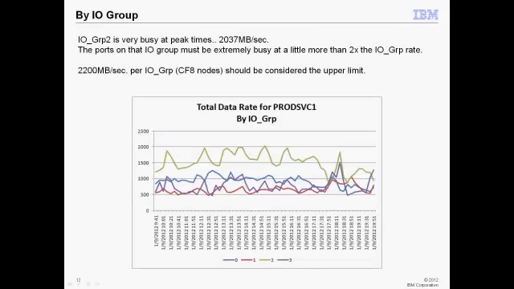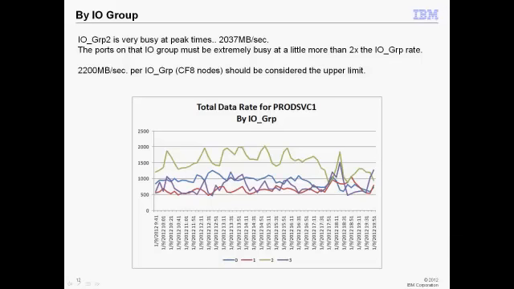Now let's take a look at the by I/O group report. Here we're looking at the aggregate data rate across the SVC cluster broken out by I/O group. Immediately we see a strong bias towards I/O group 2. I/O group 2 is very busy at peak times with a data rate of just over 2 gigabytes per second. This tells us that the SVC ports must be extremely busy since they are running at roughly 2 times the data rate of the I/O group. This is because the SVC ports are handling both front-end host traffic as well as back-end controller traffic.